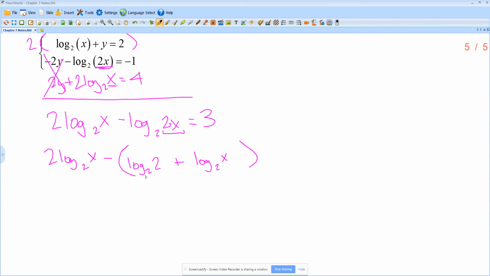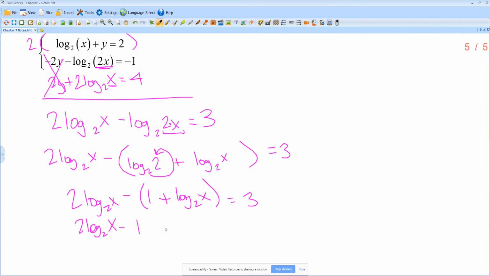And then next, log base 2 of 2. What log base 2 of 2 means is 2 to what power gives me 2? Well, that would just be 1. And I'll bring everything else down so that we can see each step. All of this is still equal to 3. If I distribute that negative, I get 2 log base 2 of x minus 1 minus log base 2 of x equals 3. Now, these are the same terms.